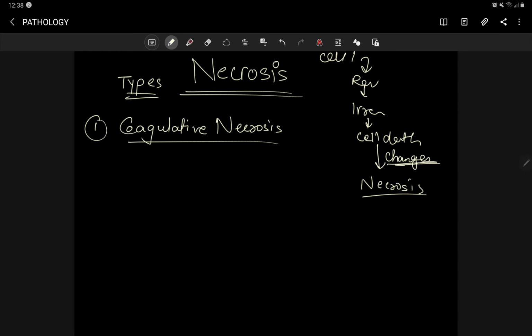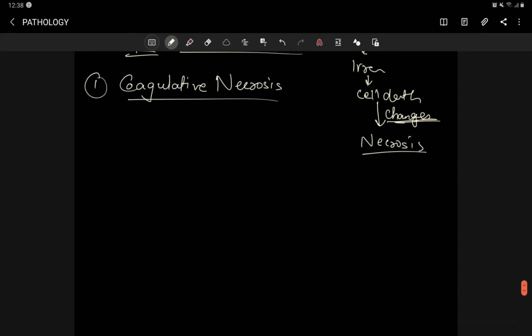Now let's see, after the cell dies, which cell is behaving in what fashion. According to that, we are dividing necrosis into types. The first one is coagulative necrosis. Coagulative necrosis is the most important, and it is the most common subtype of necrosis.